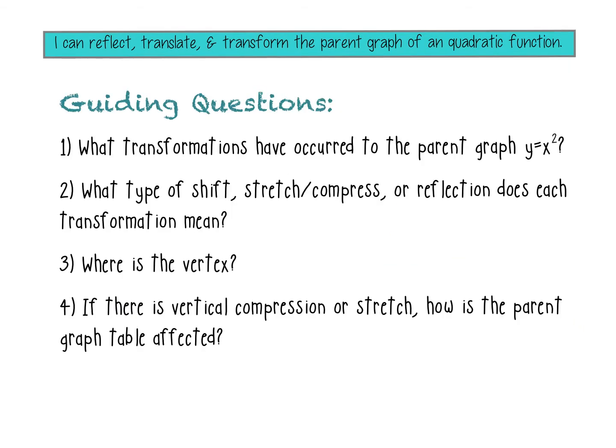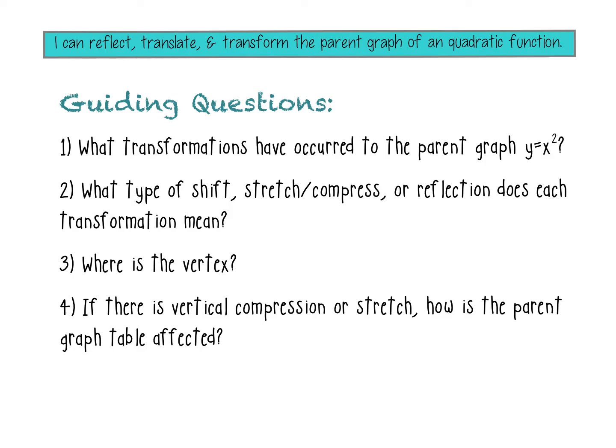All right, so vertex form can be a little confusing at first until you catch on to it. Once you get the hang of it, it becomes the easiest thing to do. So here are some guiding questions that help me think through this process of graphing from vertex form. First of all, I ask myself, okay, what transformations have occurred to the parent graph y equals x squared? So where are there numbers showing up other than y equals an x squared? And then I think about, okay, with those numbers, what type of a shift? Is it a stretch, compress, a shift, or a reflect? What does each of those transformations mean?